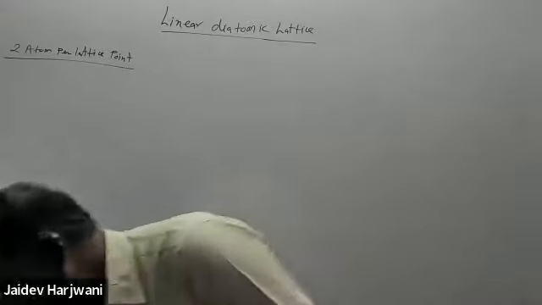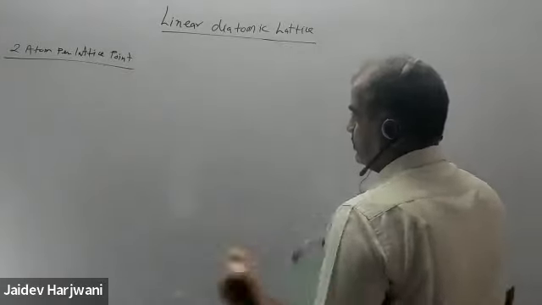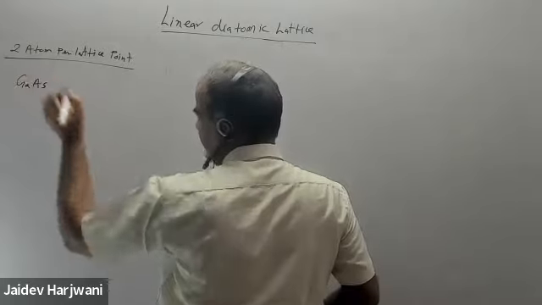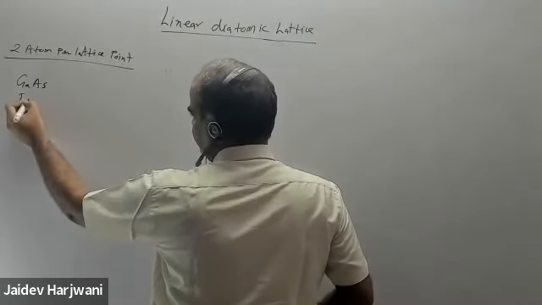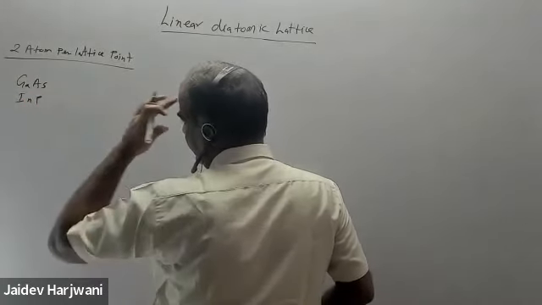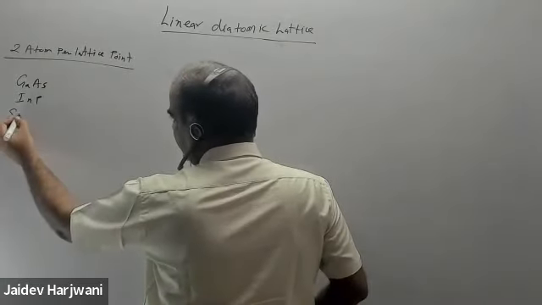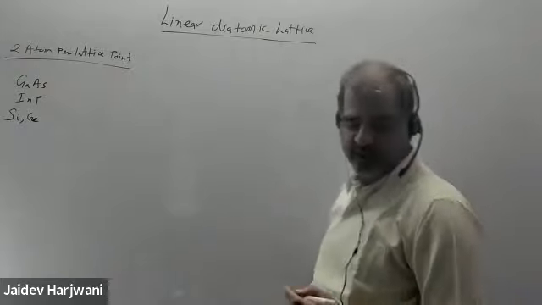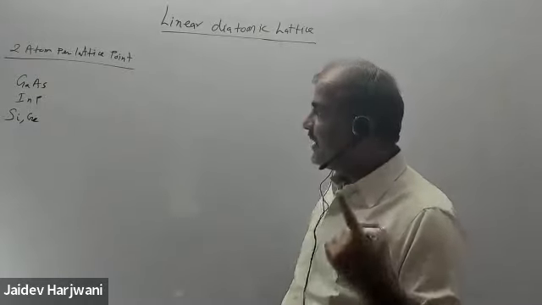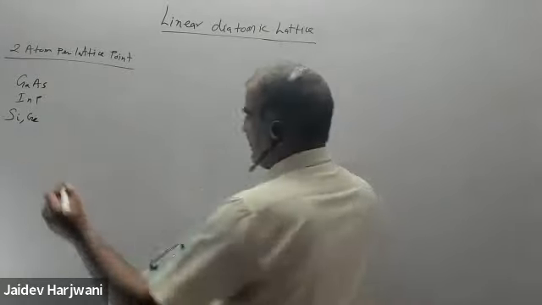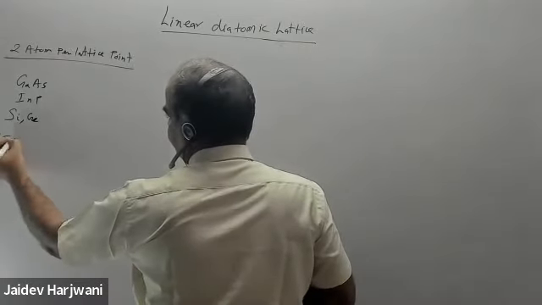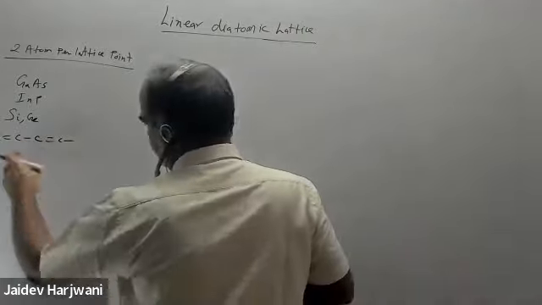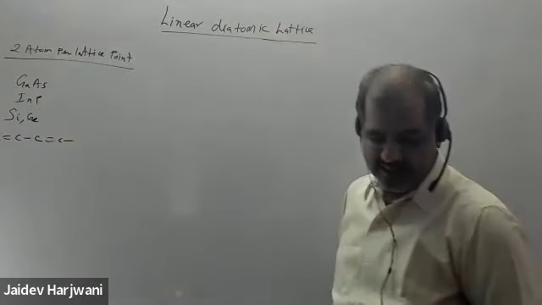Okay, for example, suppose you have a gallium arsenide one dimensional lattice. Okay, indium phosphide, or say you have similar silicon or germanium. Okay, which have two atoms per lattice point. Okay, and then for example you have a polymer chain. So in this polymer chain both the atoms are same.